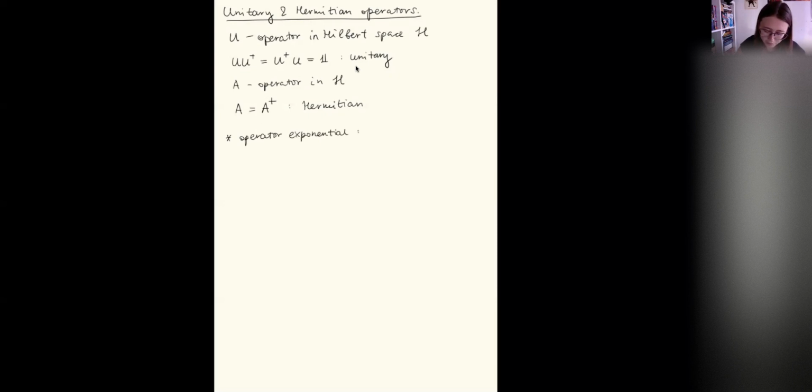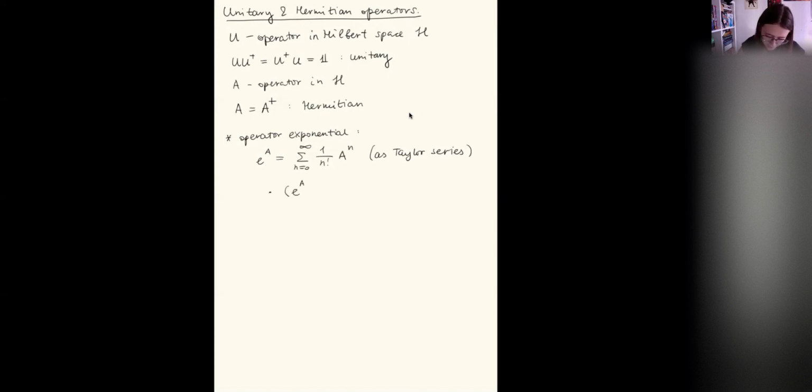So we can define an operator exponential, e to the power A, just as the Taylor series of the exponential. Writing this operator exponential is again important when we write the solutions, or the evolution, for the Schrödinger equation. And it has the following properties.